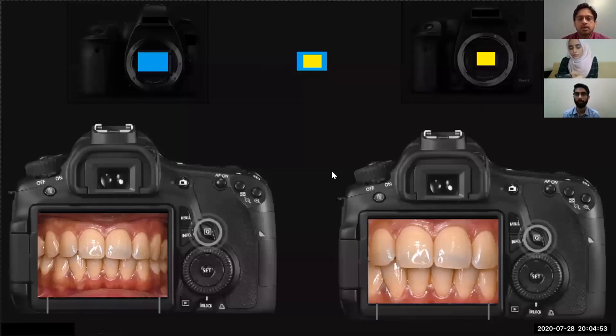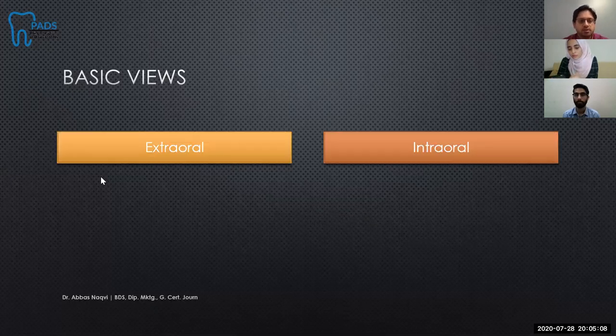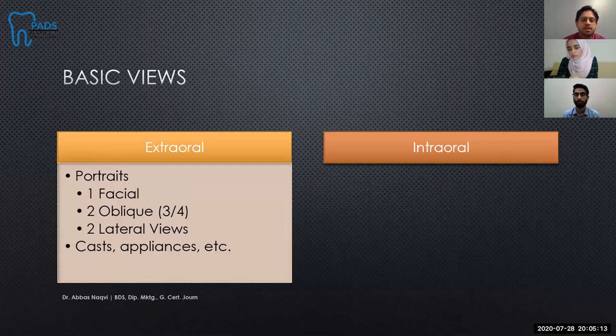25 minutes to go. Taking pictures is where the fun begins. Basic views, extraoral and intraoral. For portraits, which is one category of extraoral photos, you need one facial, two oblique, and two lateral views. And then there are obviously casts, upper lenses, and other things that you capture extraorally.